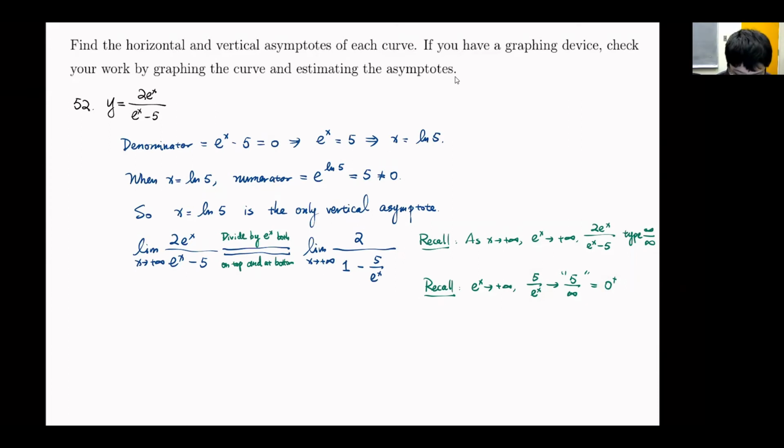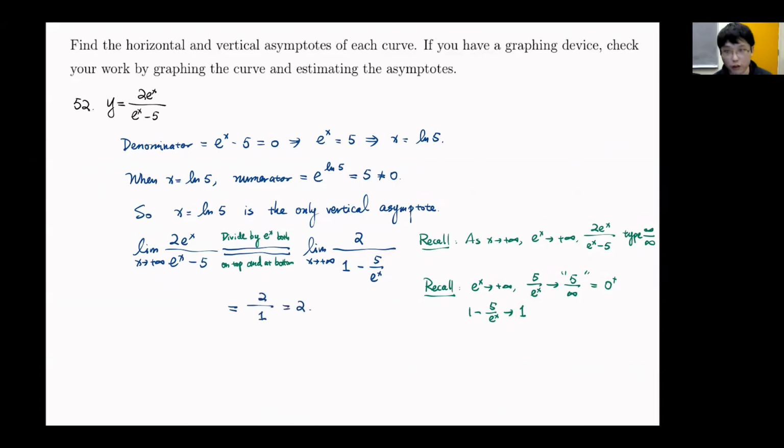Okay, so because 5 over e to the x is approaching 0, then we know that 1 minus 5 over e to the x will have a limit of 1. So the denominator has a limit of 1, and we are allowed to use the algebraic laws regarding the quotients to conclude that our limit over here is going to be 2 divided by 1, and the answer will be 2.